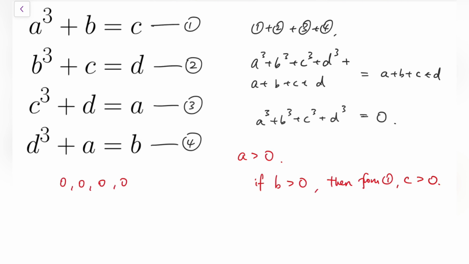From this we can move on to equation 2. d is also positive, but this cannot happen because we've deduced just now that we can't have all four unknowns being positive together. So contradiction, that means b is negative.